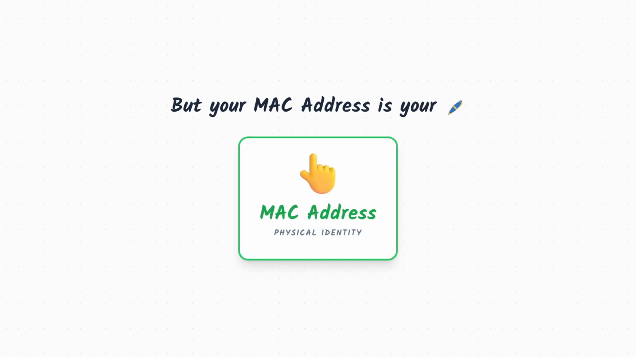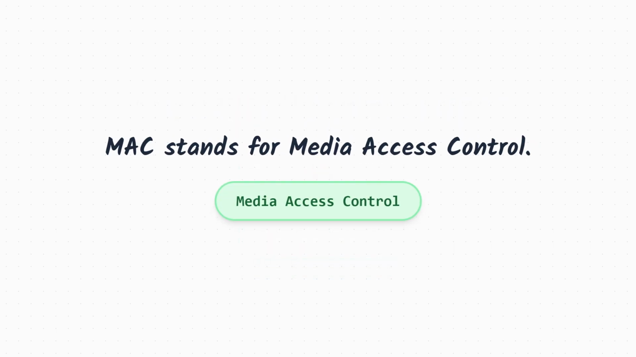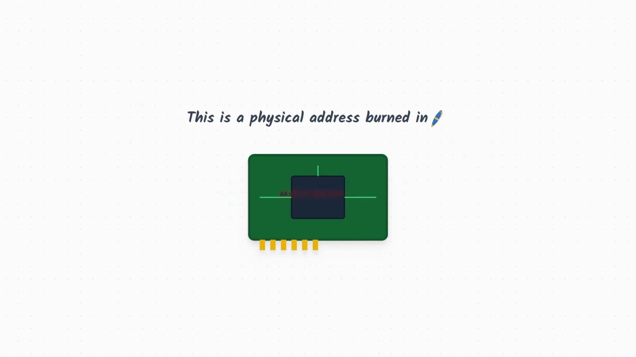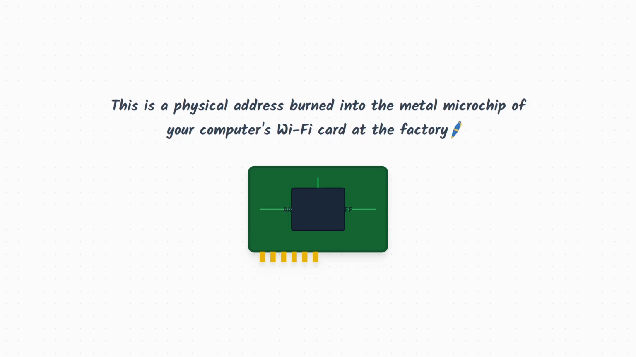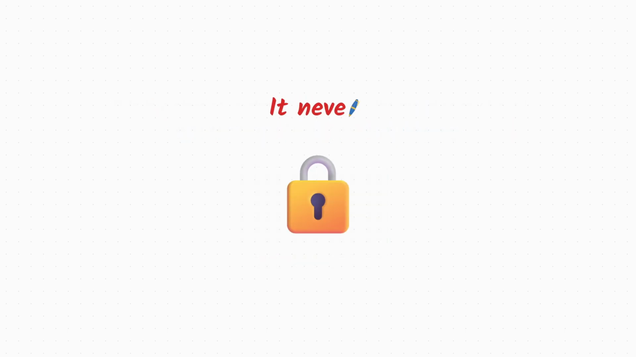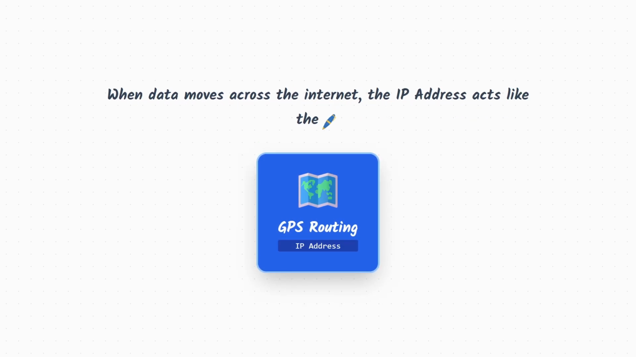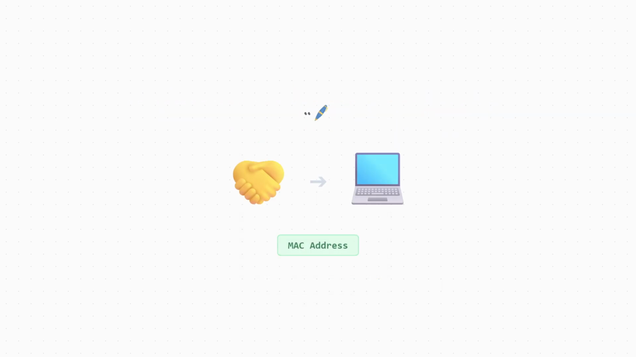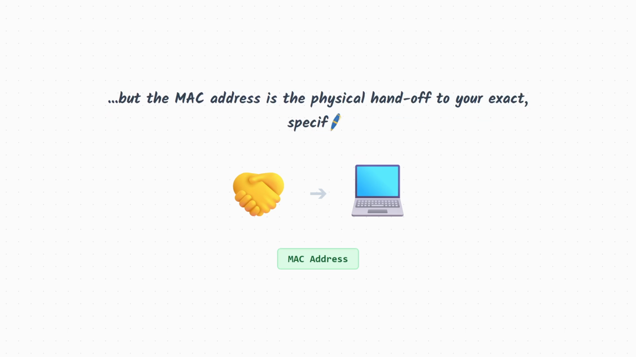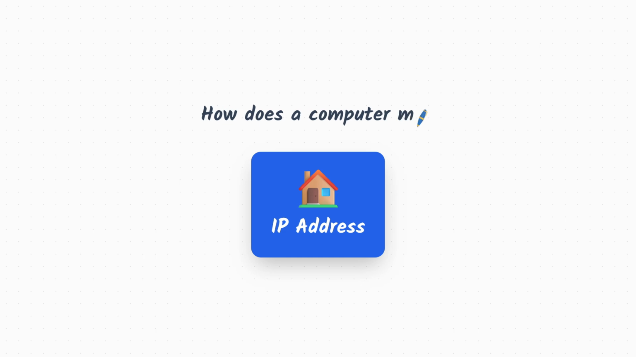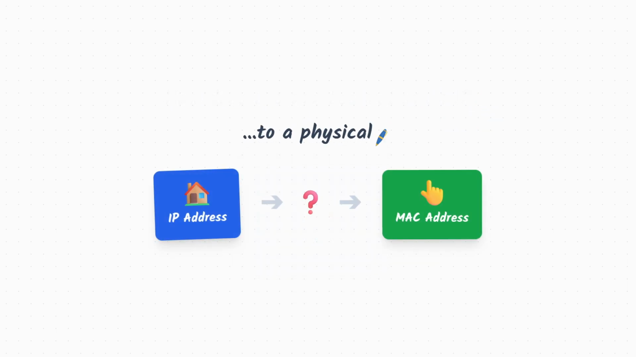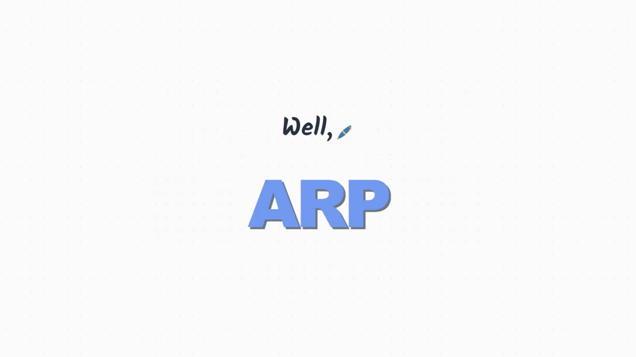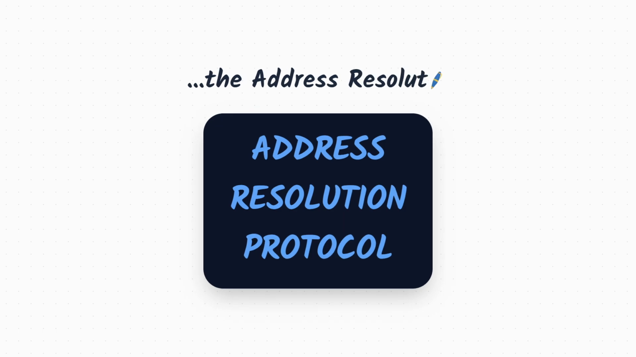But your MAC address is your fingerprint. MAC stands for Media Access Control. This is a physical address burned into the metal microchip of your computer's Wi-Fi card at the factory. It never, ever changes. When data moves across the internet, the IP address acts like the GPS getting the data to your general city. But the MAC address is the physical handoff to your exact specific device. But this creates a problem. How does a computer match an IP address to a physical MAC address? Well, it uses ARP, the Address Resolution Protocol.